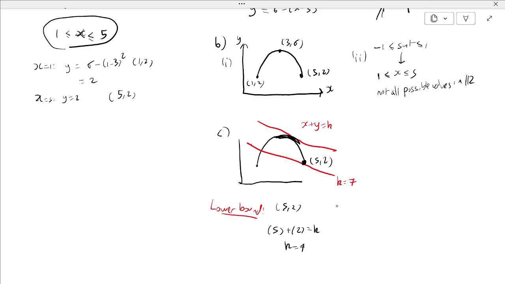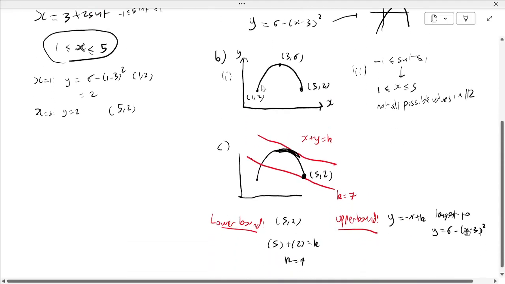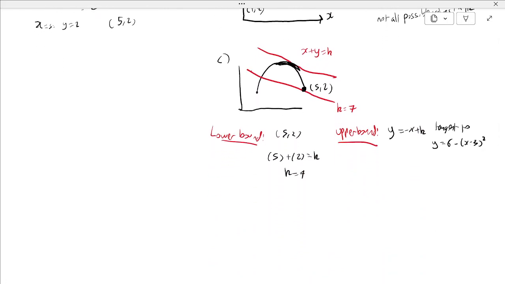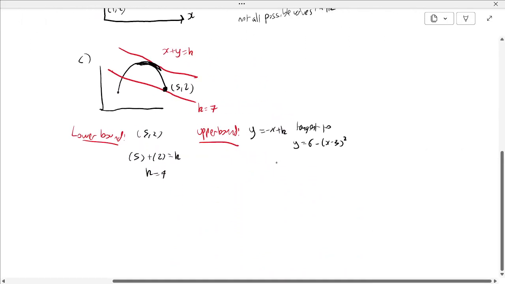Let's do the upper bound. It's going to be a little bit more tricky. The upper bound is a value of k that makes the red line, let's rewrite it as y = -x + k, tangent to the quadratic. The quadratic was y = 6 - (x - 3)². This is now kind of like something you might have seen in year 12, where we have the straight line and it's tangent to the curve.